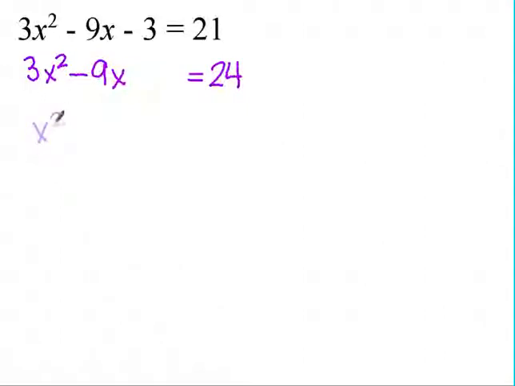X squared minus 3x equals 8. Okay, now, what do I do now? Find half of negative 3. What's half of negative 3? Negative 1.5. I'm going to square it and add to both sides. What is 1.5 squared?